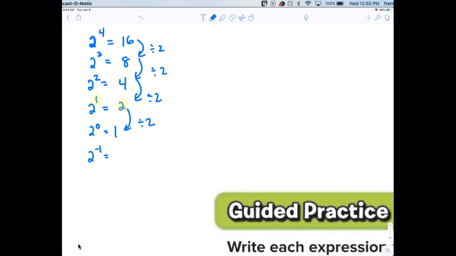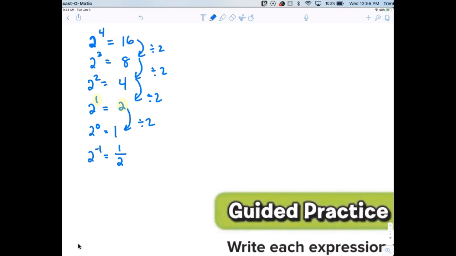Yes, I'm with you, Alden. I don't want 0.5. I want you to follow the pattern. What am I doing from one step to the other? I'm dividing by 2. So I would say 1 divided by 2. Does everybody see that? You're just continuing the pattern. If I say 2 to the negative 1, I want everybody to understand it's 1/2.